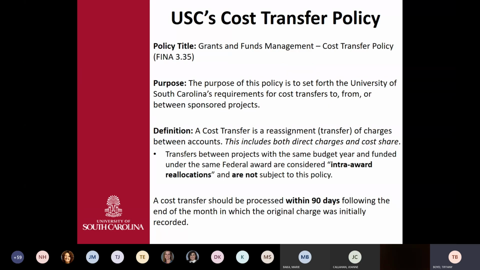So then that takes us to USC's cost transfer policy. That's FINA 3.35. And again, the purpose of this policy is to set forth the University of South Carolina's requirements for cost transfers to, from, or between sponsored projects. And again, a cost transfer is a reassignment or transfer of charges between accounts. And this includes both direct charges and cost share. And this basically is just letting you know that cost transfers have to be processed within 90 days following the end of the month in which the original charge was initially recorded.